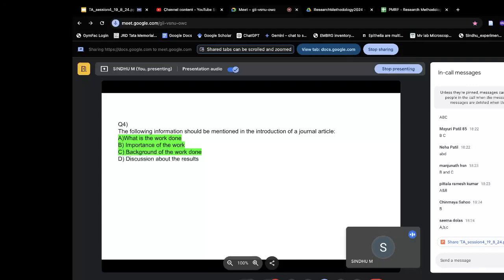Sometimes some authors in some papers just state the important result. Not that they will discuss the results, but they highlight the outcome of it. Yes, that is correct. So that way you are right. Discussion about results is what has been written, so that cannot be the answer. Yeah, I agree. Thank you, ma'am. Absolutely correct.